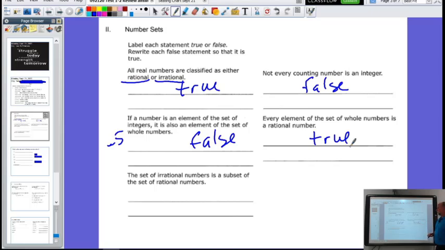The set of irrational numbers is a subset of the set of rational numbers. Now people have been asking, what is subset? Subset just means part of. So if we reread this as the set of irrational numbers is a part of the set of rational numbers, okay, that would be false. Because the set of irrational is not part of rational. They're two separate groups. Okay, now they are part of real, but they are two separate groups.